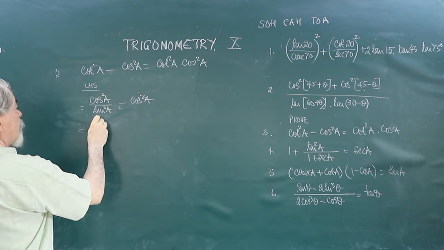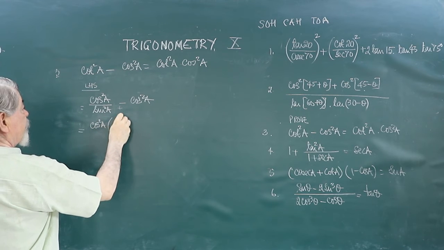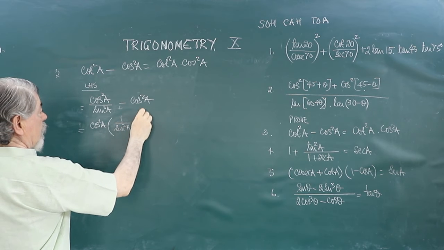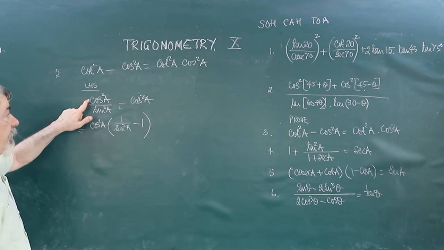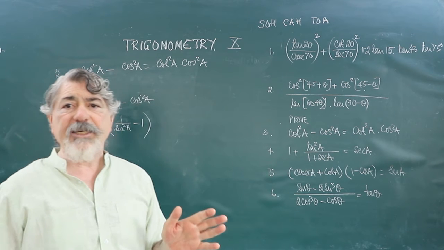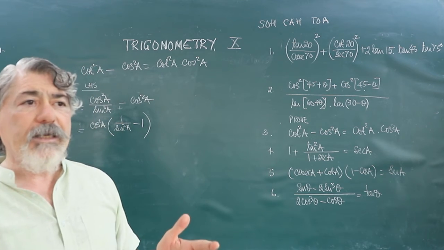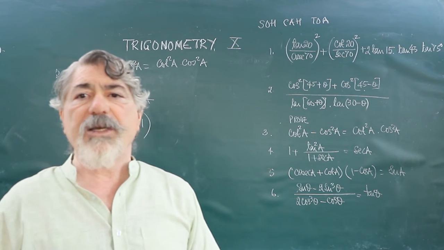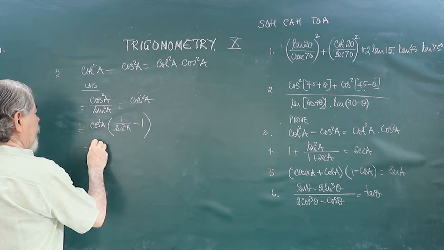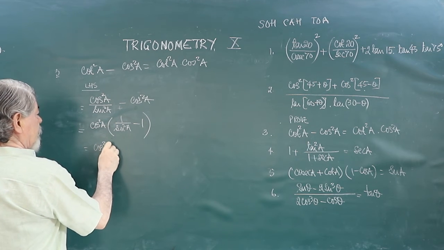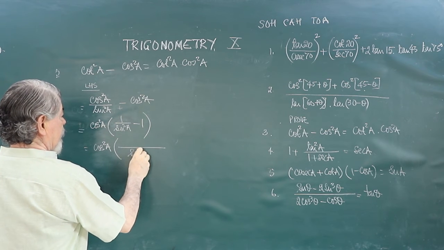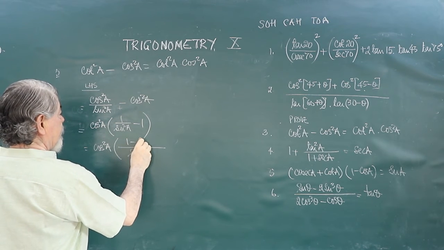If I take cos square A common, what will I be left with? 1 upon sine square A minus 1. Cos square A was here, cos square A was here. So I've taken cos square A common, and inside the bracket I'm left with 1 upon sine square A minus 1. Now I'll take LCM here. I'll take the LCM as sine square A, and it will become 1 minus sine square A.